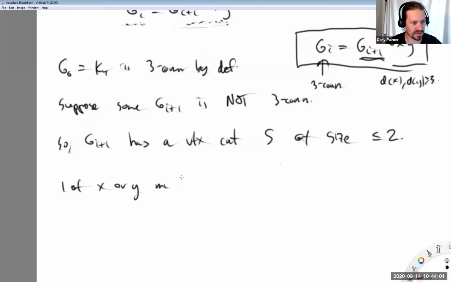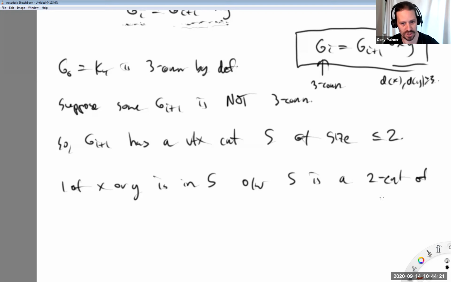So at least one of the vertices X or Y is in S. Otherwise, S is a 2 cut of Gi. What is a 2 cut? It's a vertex cut of size 2, of 2 vertices. If S, which is a cut of Gi plus 1, doesn't include the contracted vertices, then those two vertices just cut Gi in the first place, like ignoring the contraction doesn't make any difference.